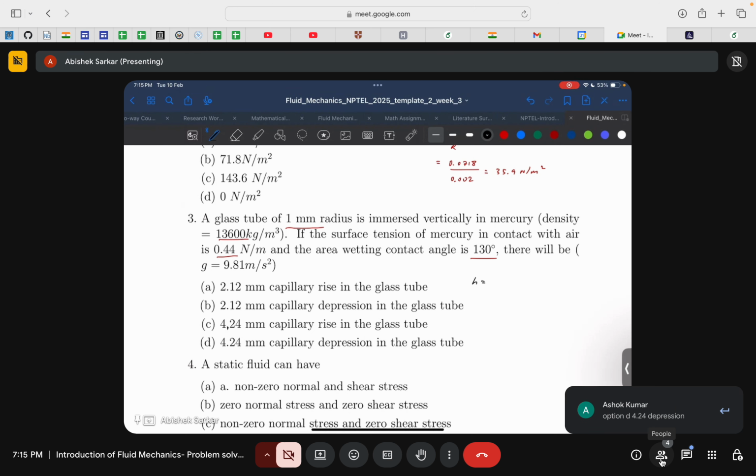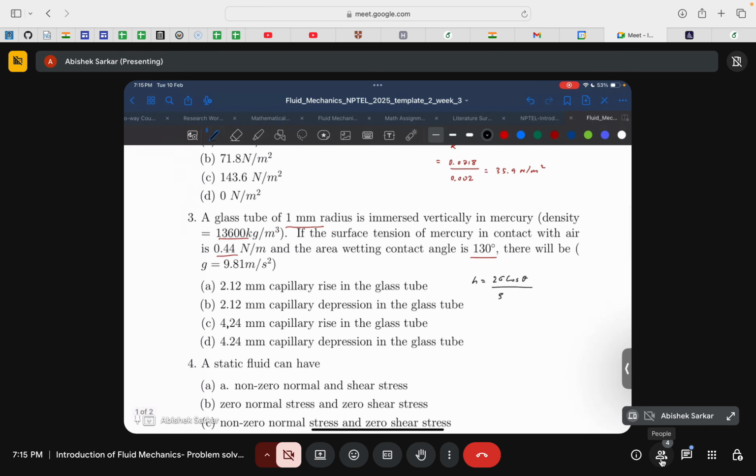Okay, 4.24 depression. I think that's essentially correct. So you just need to do this: rho Hg times g times r. Your 2 times rho sigma is 0.44. Just be consistent with the units.